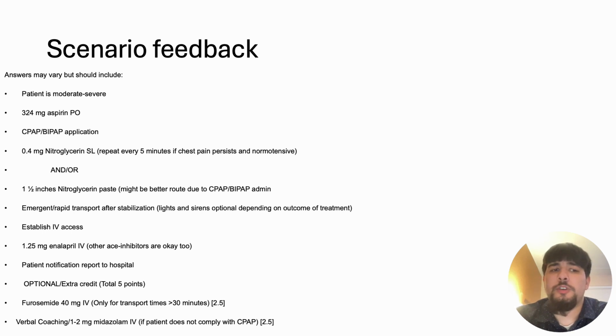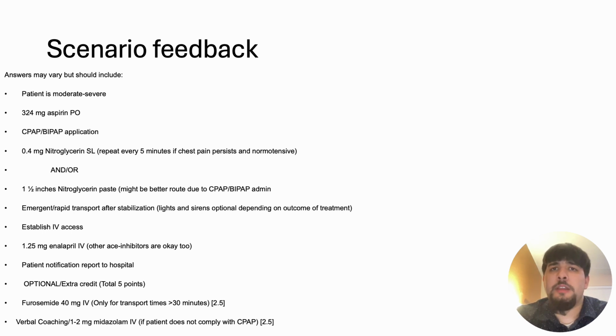You want to do the 1.25 milligrams of enalapril IV. Other ACE inhibitors are okay too if your agency allows them. I've only known using enalapril. Do the patient notification report to the hospital, and then some optional or extra credit things.